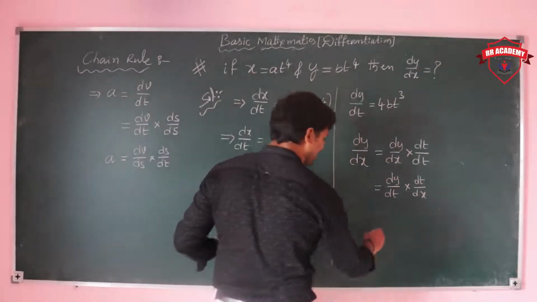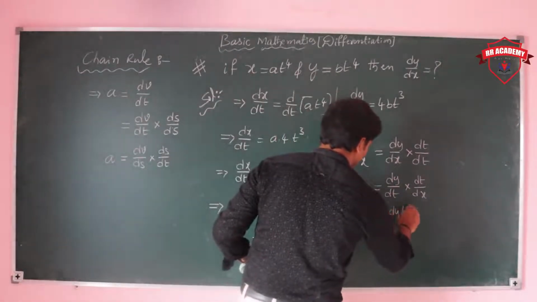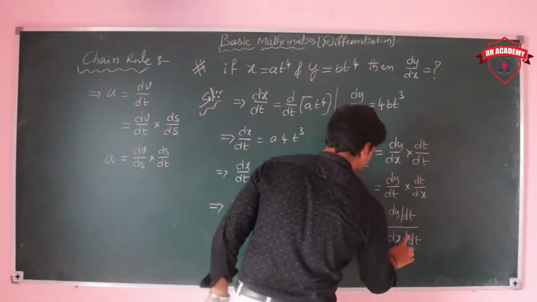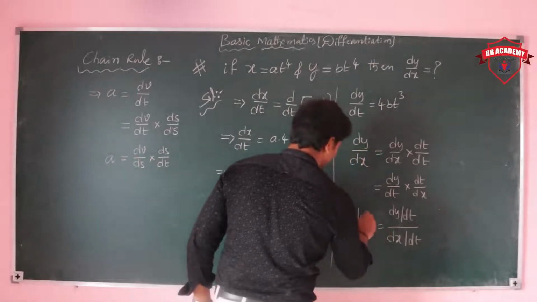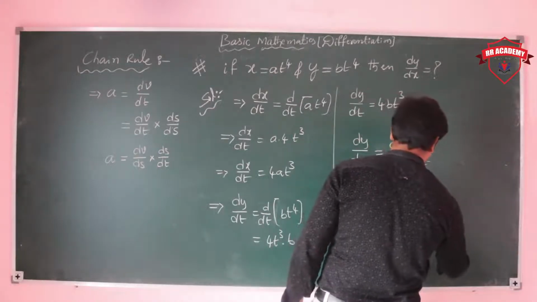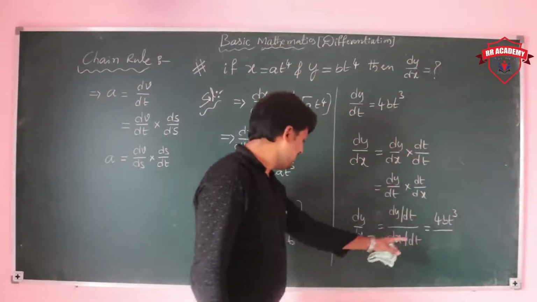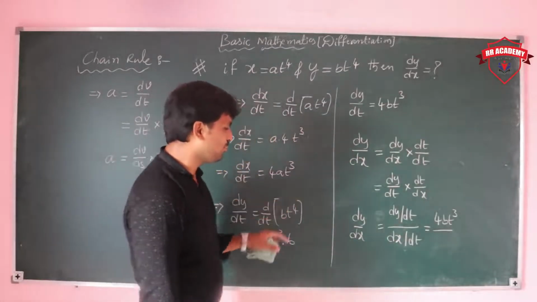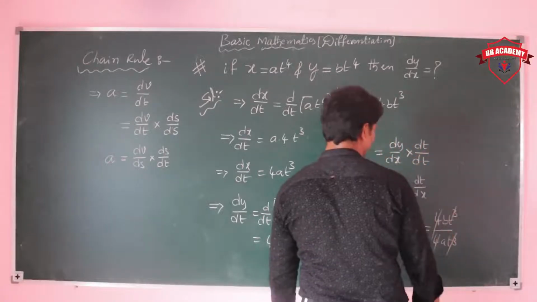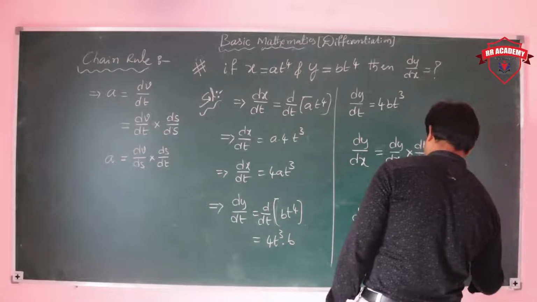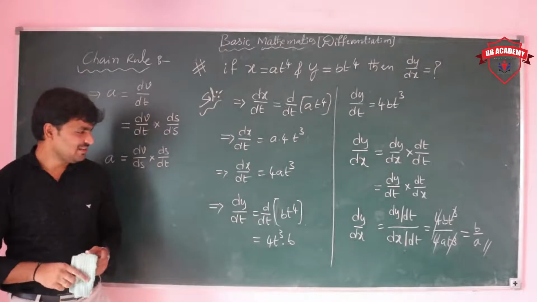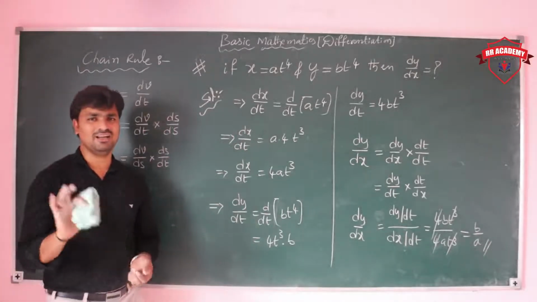So I write this expression as dy by dt upon dx by dt. Here dy by dt is equal to 4b t cube and dx by dt is equal to 4a t cube. Then 4 and t cube cancel. So the dy by dx value is simply b by a.